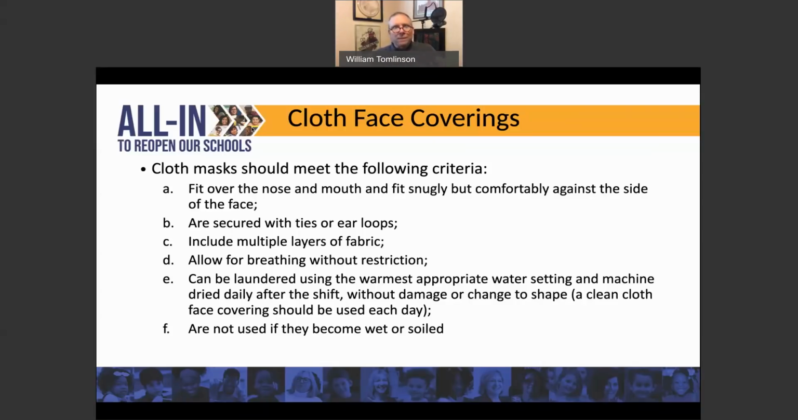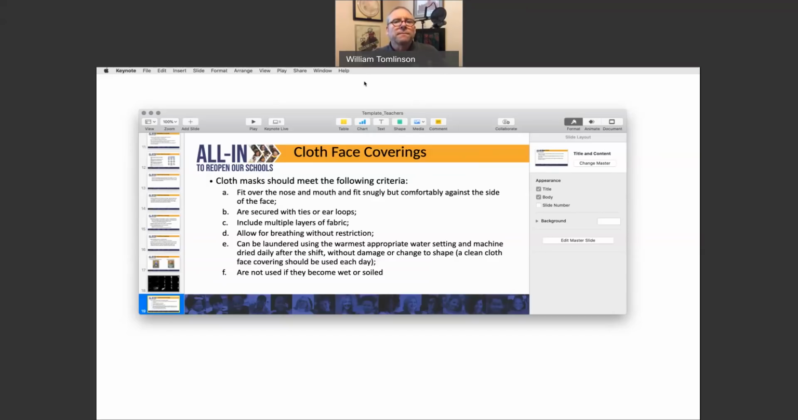Can be laundered at the warmest temperature suitable for the fabric, and then not used if they become wet, dirty, of course, or damaged. So I'm going to minimize the presentation. I'm just going to show you basic mask wearing using my mask. So here's my mask. It's a 2-ply, I think it's a 300 thread count cotton with 1/8-inch elastic bands for earlobes.